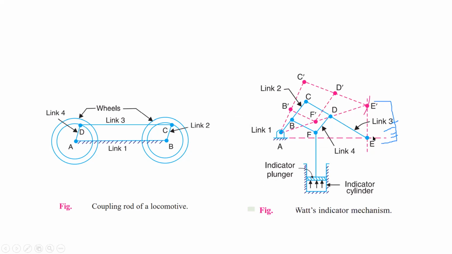Here you can attach some pointer, it will point to the particular marking from where you can read the pressure. Okay, so Watt's indicator is also an inversion of the 4-bar chain. Okay, and which inversion is it? It is a double lever inversion. Okay, so I am showing you some videos.